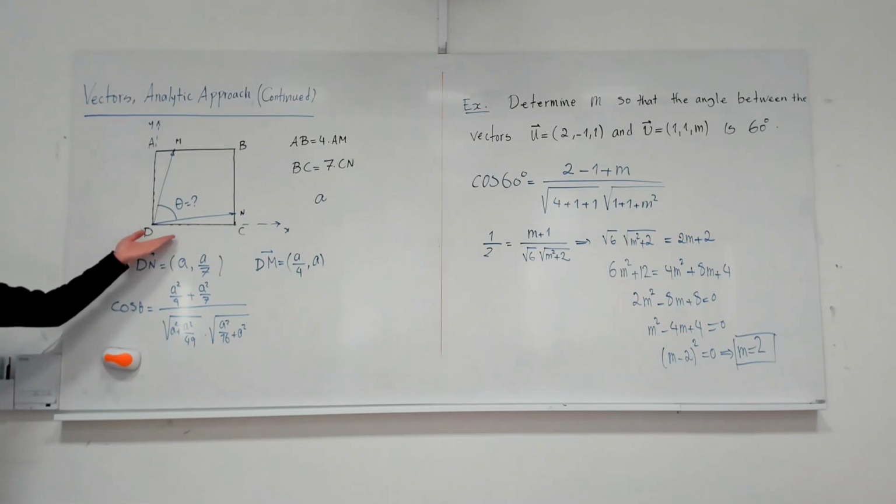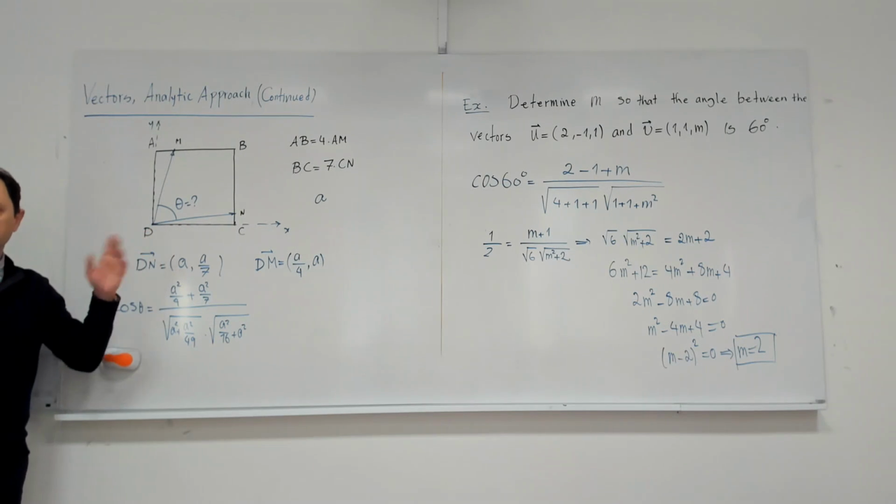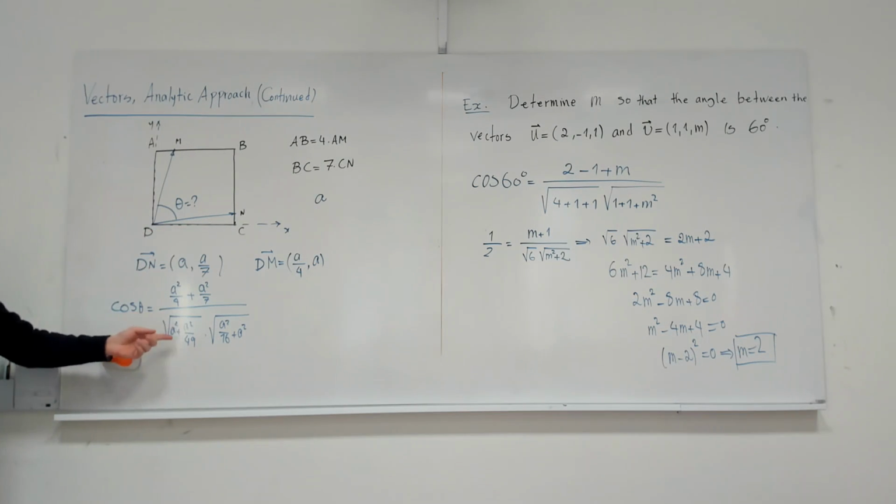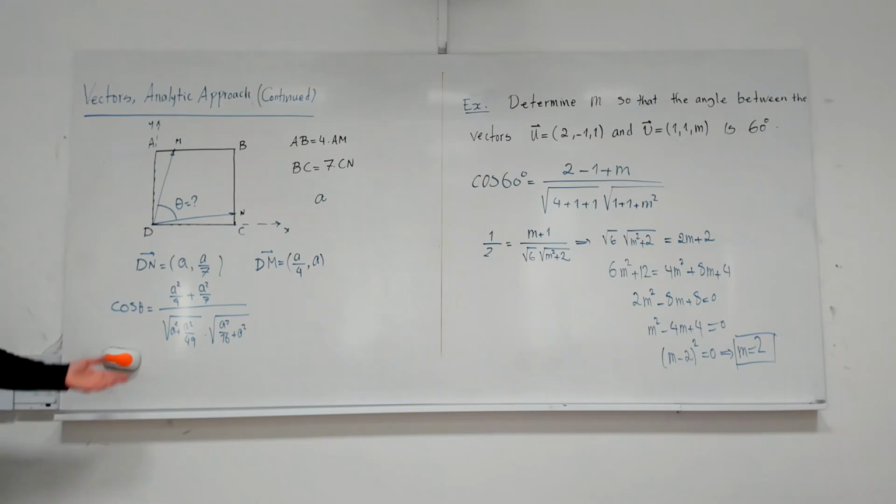So it is clear the size of the square shouldn't be a problem. Of course, but if you are a little bit skeptical, you can write it as a and see that a will be eliminated. And this is easy, yes?